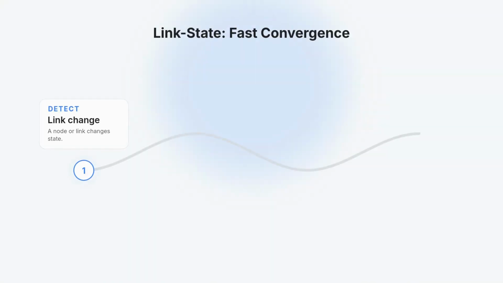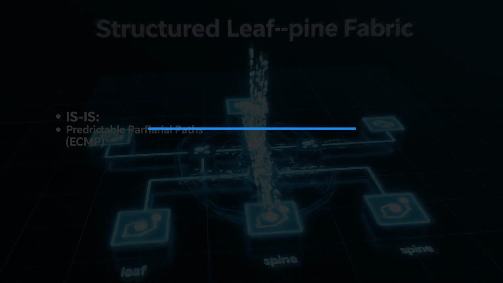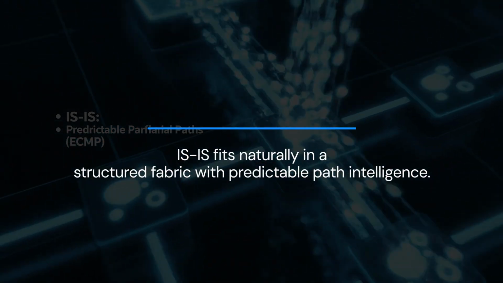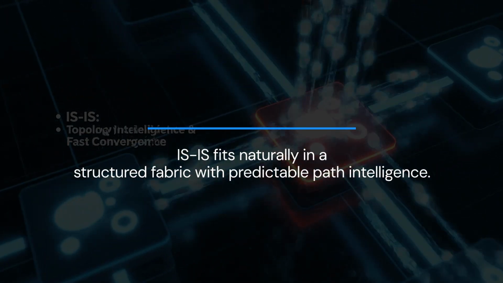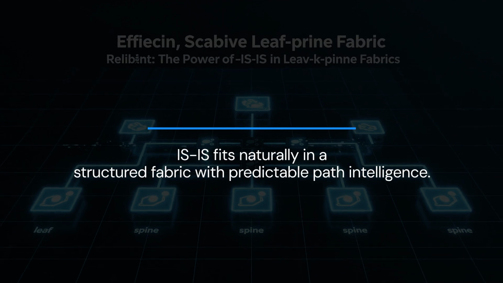Another big benefit is fast convergence. If a link or node changes state, link state protocols can propagate that update quickly and recalculate paths without waiting on slow hop by hop discovery. That is one reason ISIS is such a natural fit here. The fabric is structured, the path options are predictable, and the protocol handles topology intelligence efficiently.